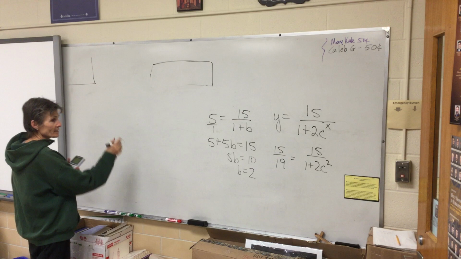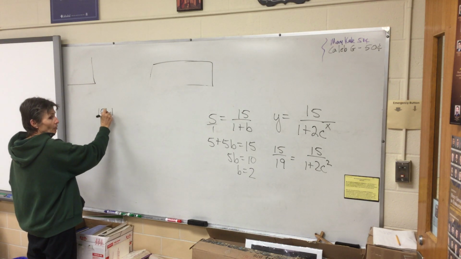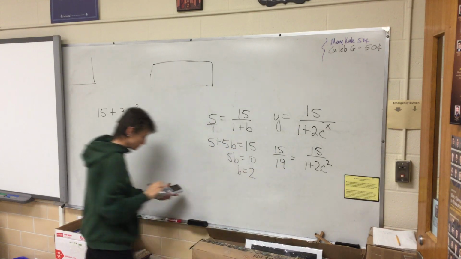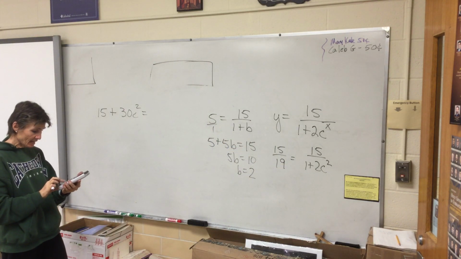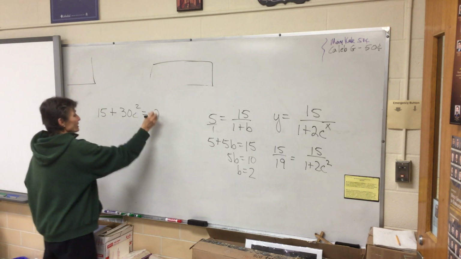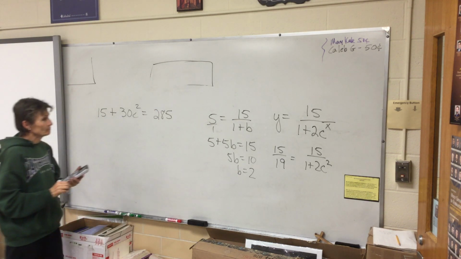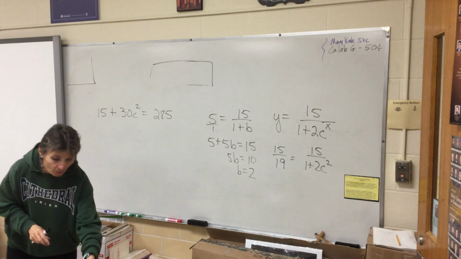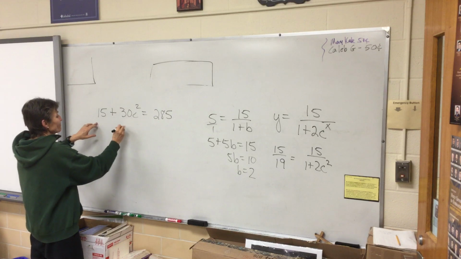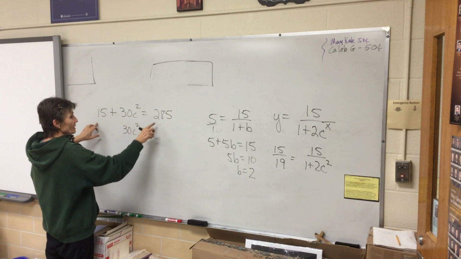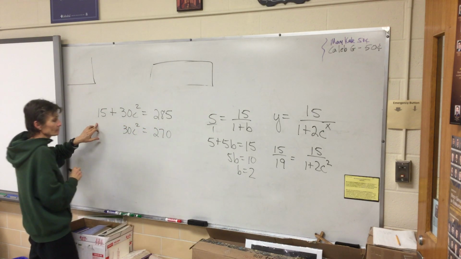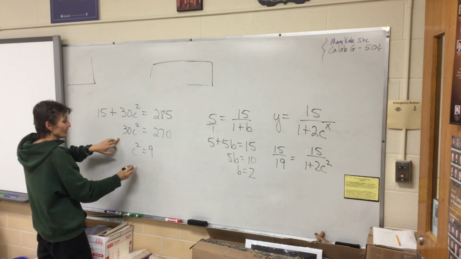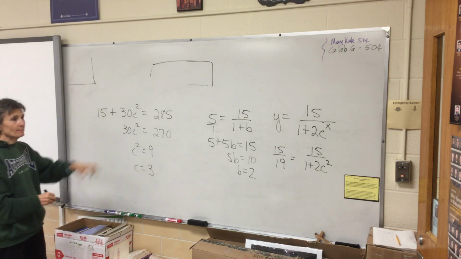So cross multiplying is going to give me 15 plus 30c squared. I cross multiplied here. And then 15 times 19 is 285. Okay? So now I'll subtract 15. So 30c squared equals 270. Dividing by 30 gives me 9, so c must be 3.